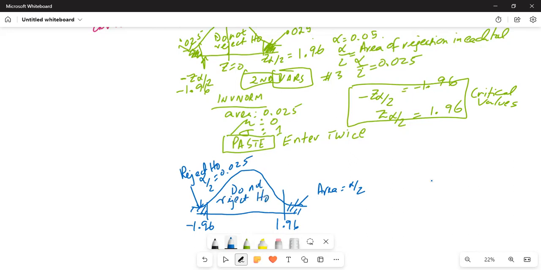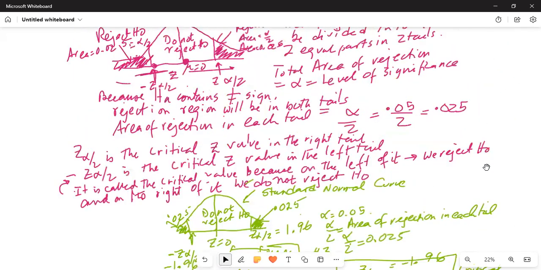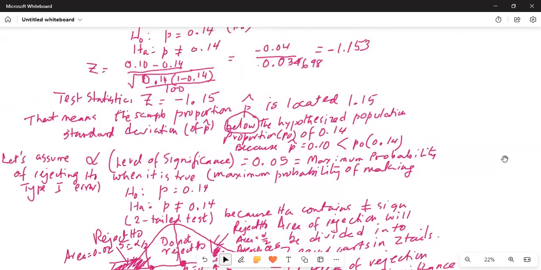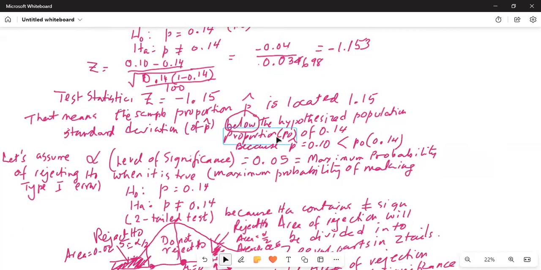Now let's look at our test statistic. If I move the screen up a little bit, you'll see what I have calculated as my test statistic. My test statistic is over here. If I may highlight this, this is my test statistic. Sorry about that. Let's erase this and we'll get going.